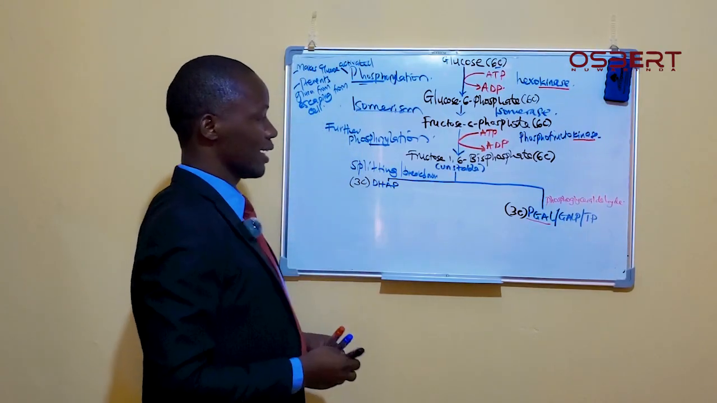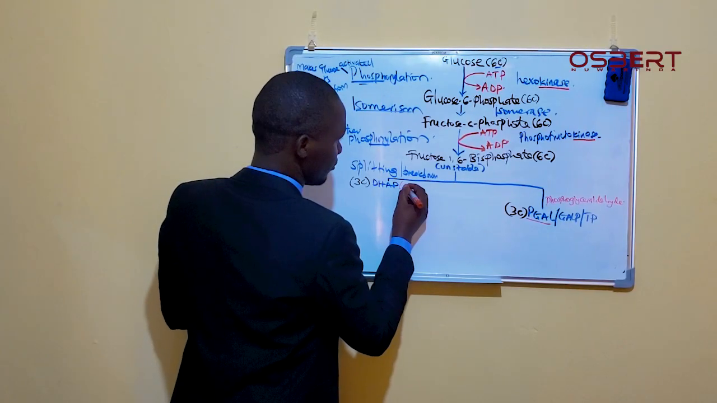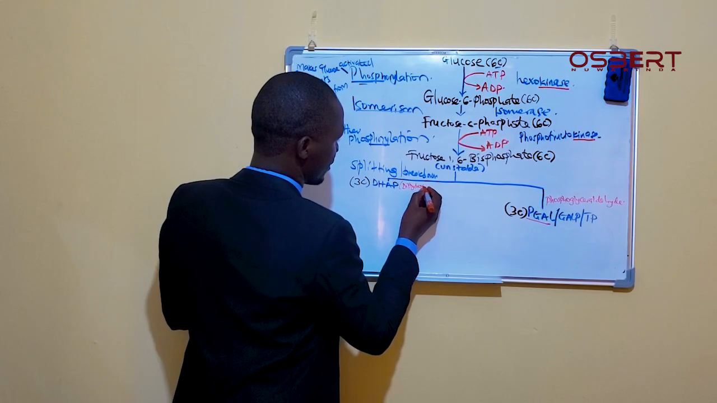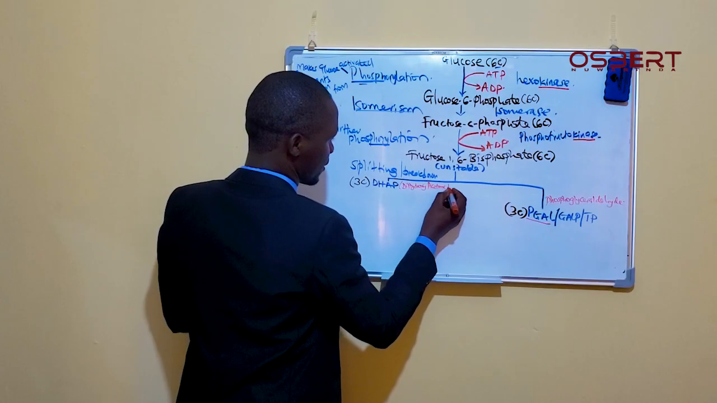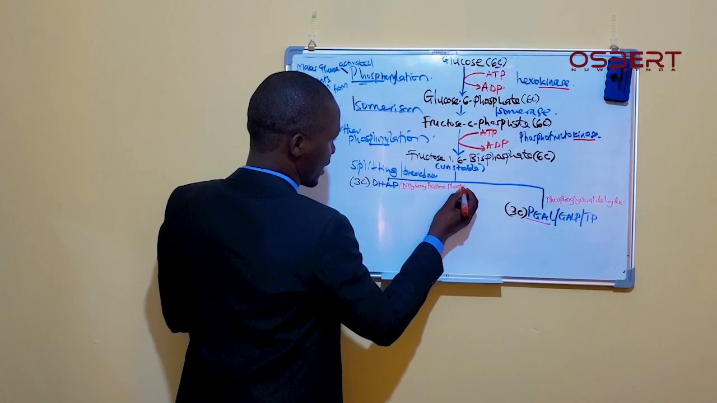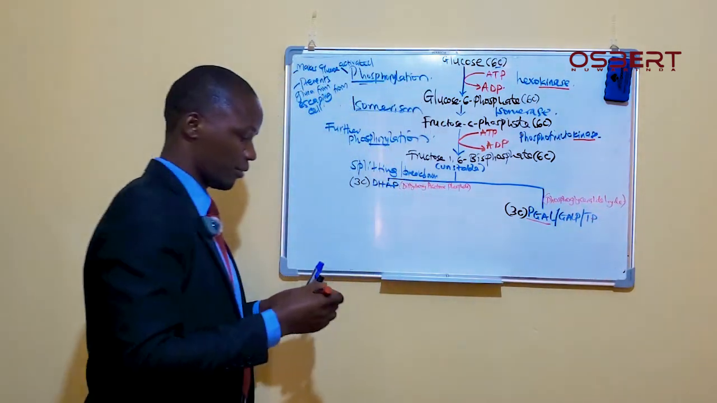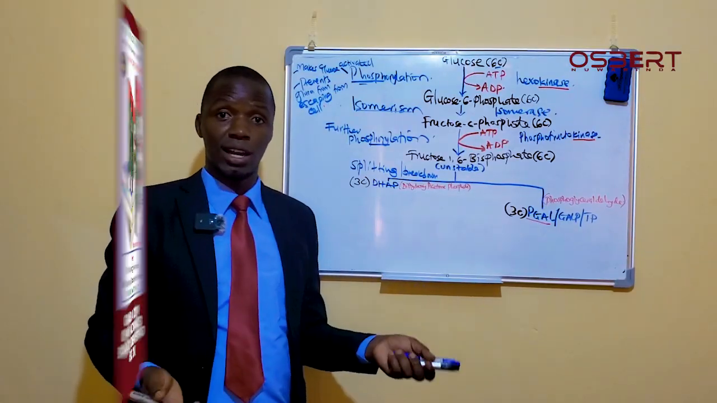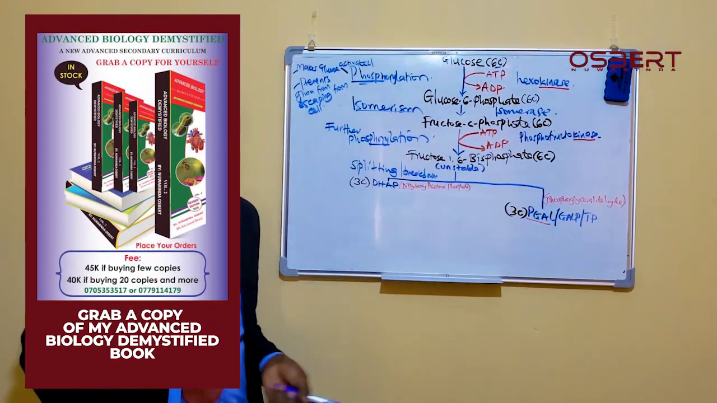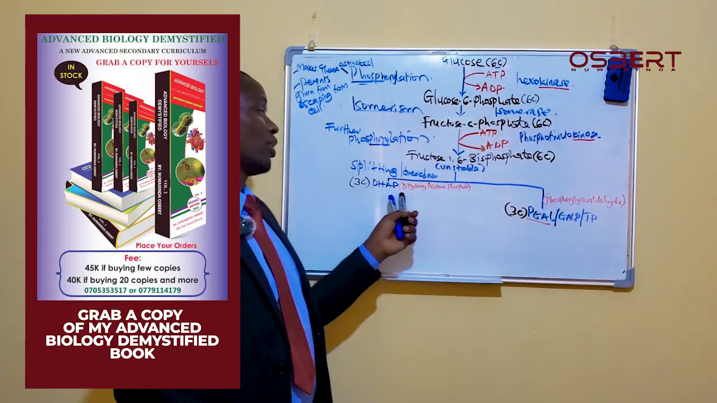Now this DHAP is a short form for dihydroxyacetone phosphate. This one was phosphoglyceraldehyde. These short forms are allowed. You can write them even in an exam. This PGAL, for example, is allowed. So we are saying DHAP. This is what is formed.